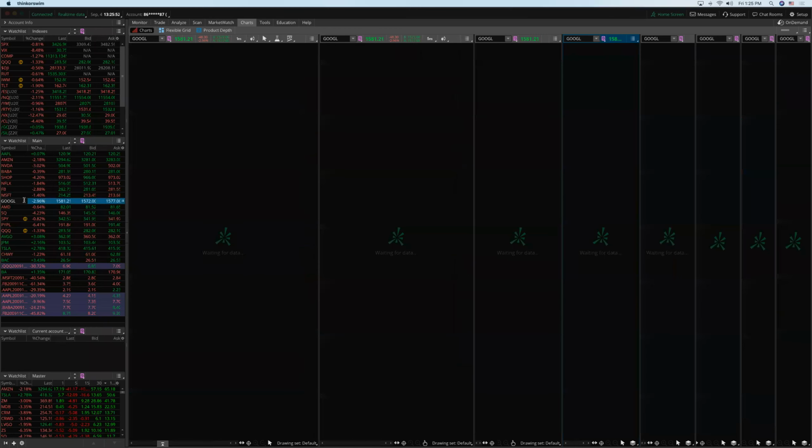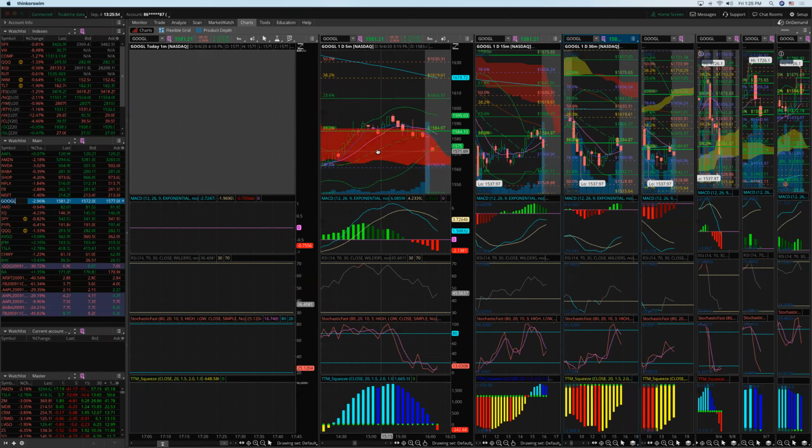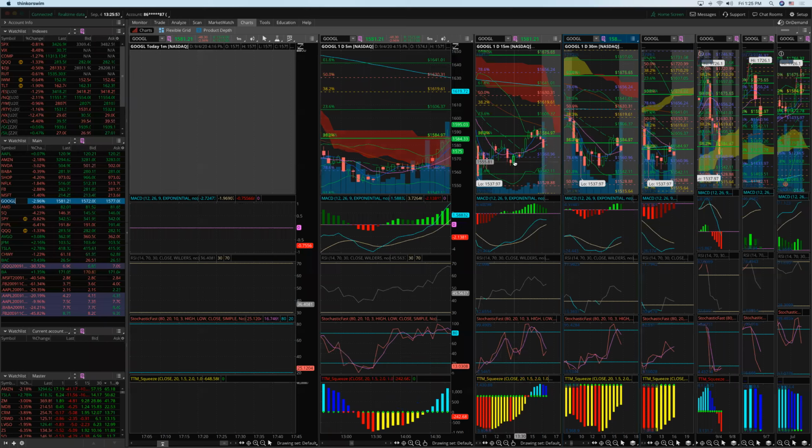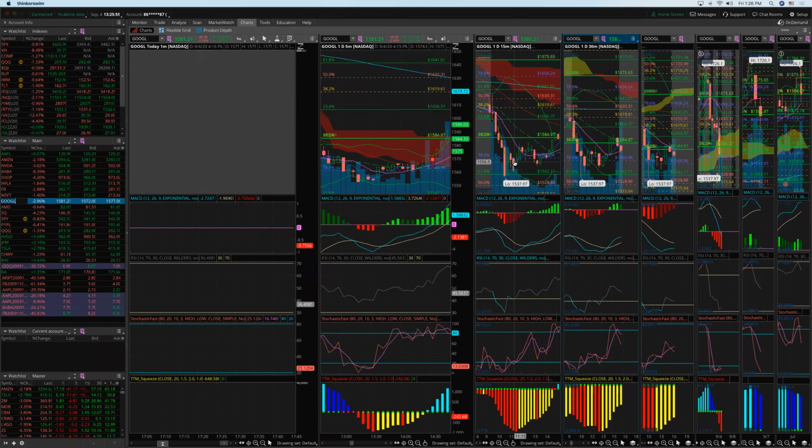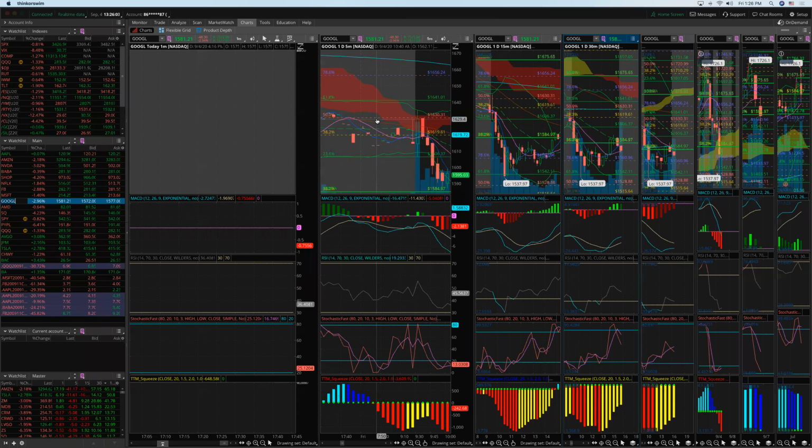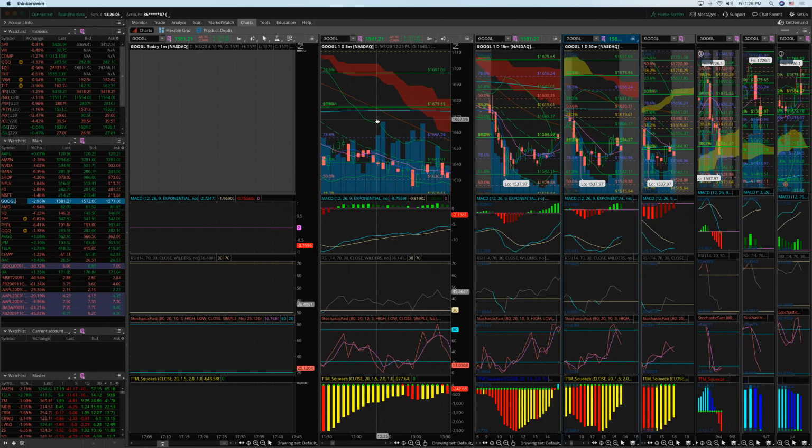So Google was very interesting too. I didn't touch it, but Google made a new all-time high 2 days ago. And now look, it came and resisted at the 1542. And after that, it wasn't as strong as the other names.